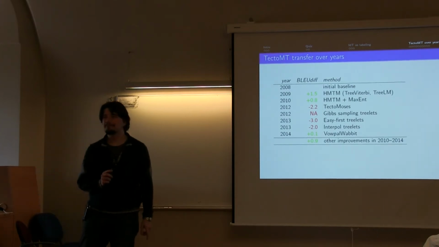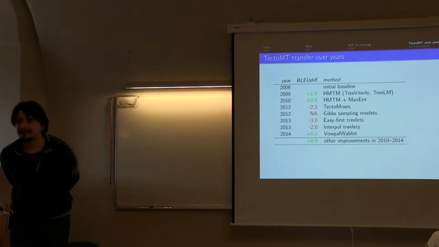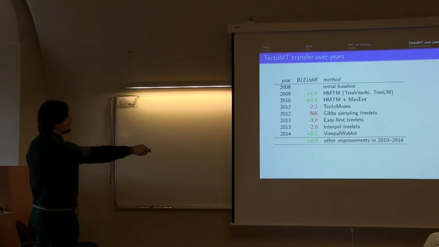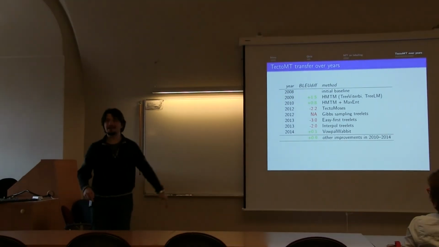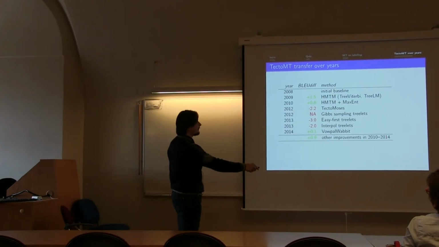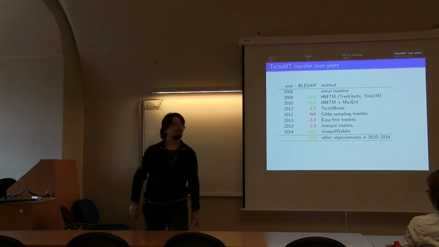Can you briefly describe what the initial baseline is? I will describe it, there are slides. I just wanted to show the BLEU scores on one slide. There were also other improvements during those years, almost 1 point BLEU. Yes?